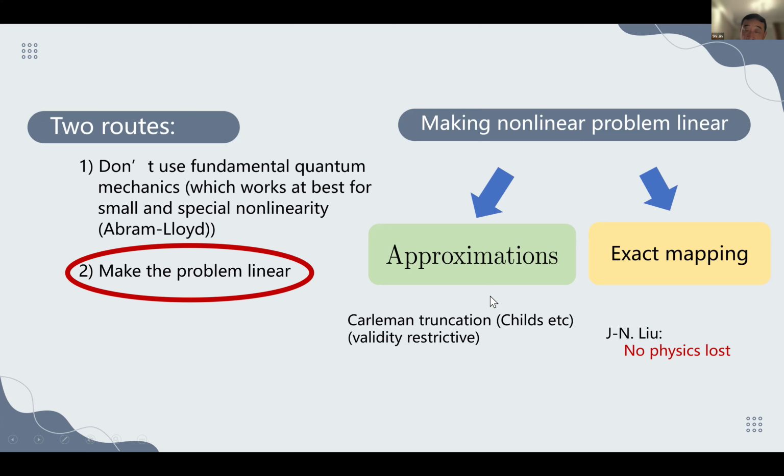But of course, we know that if you throw away the nonlinear term, then the validity of the model is questionable. It may be valid only for a short time. You lose a lot of important nonlinear physics. But what we advocate is, can you find an exact mapping which maps equivalently, without any approximation, a nonlinear problem to a linear one? So that's the approach we have been trying.